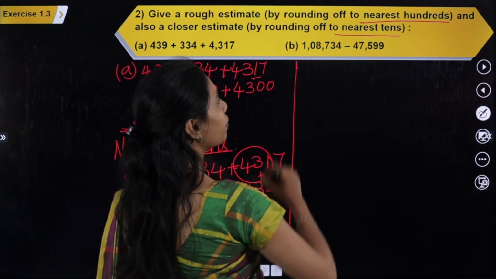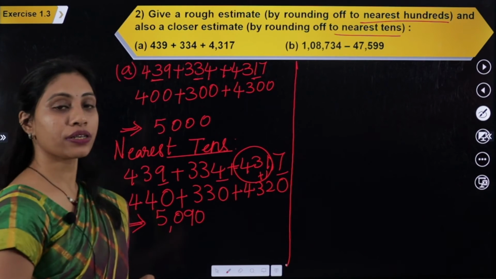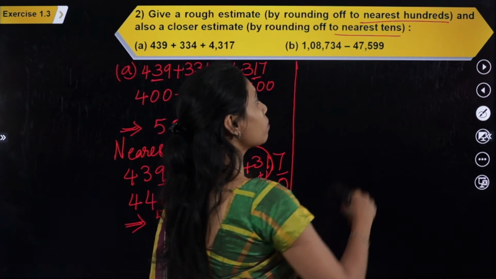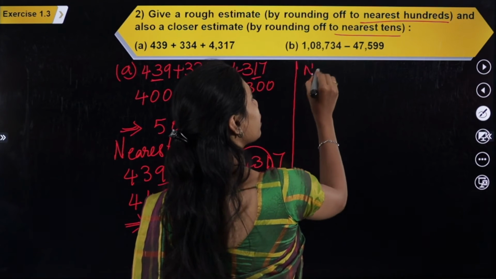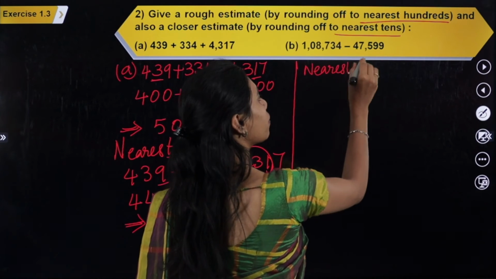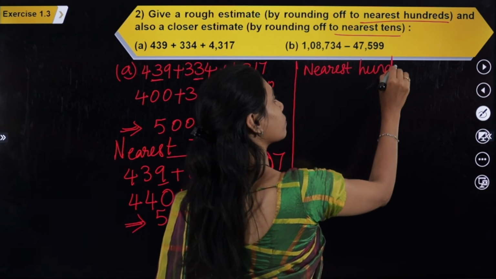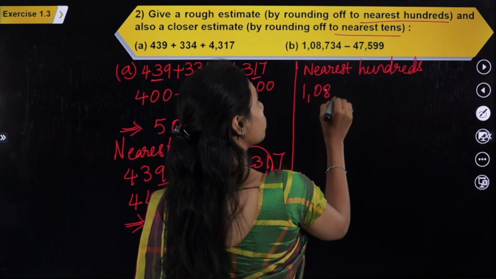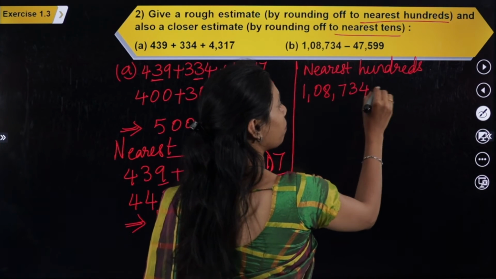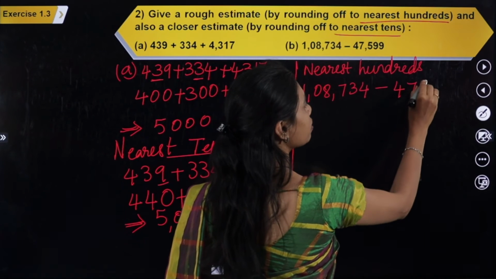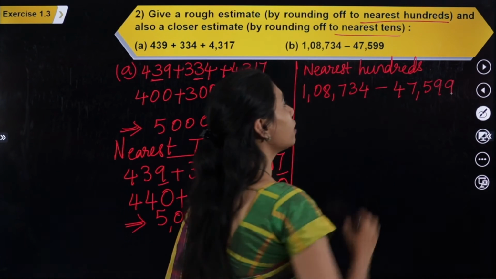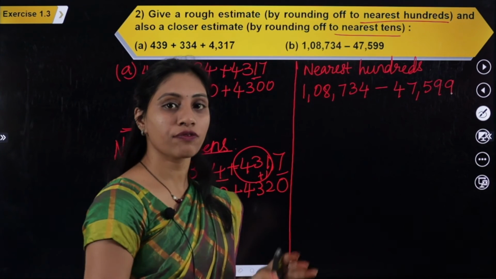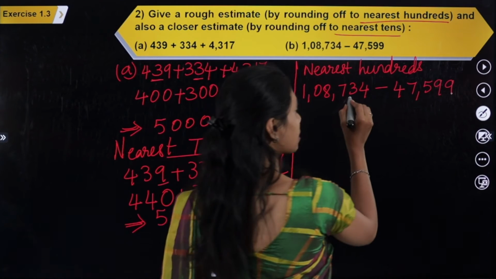Here the values are given as 1,08,734 minus 47,599. Nearest hundreds we are going to do first. So, 1,08,734 minus 47,599. Since they are asking nearest 100, we have to underline the tens place.